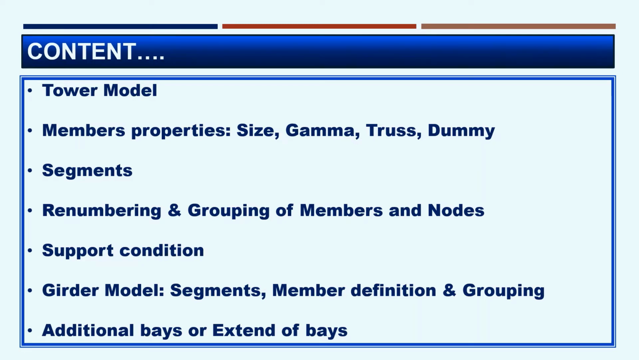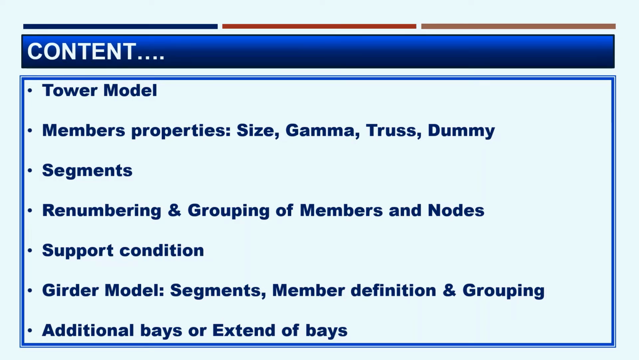And in that tower model we are going to assign member properties such as the sizes of the members, gamma, and the rotations of the member, and we need to assign some members as truss members. I will explain during demonstration. And we have to assign some members as dummy members, which cannot take any loads and won't even have their own self weight. So likewise we need to develop some dummy members also; we will see in the video.